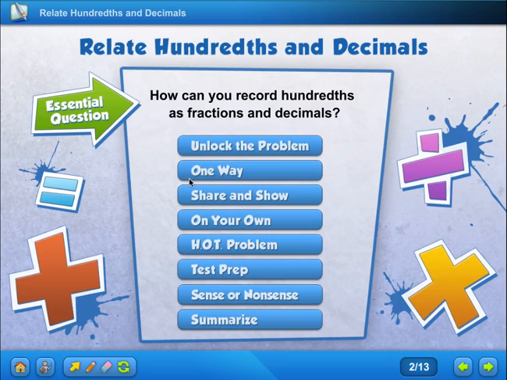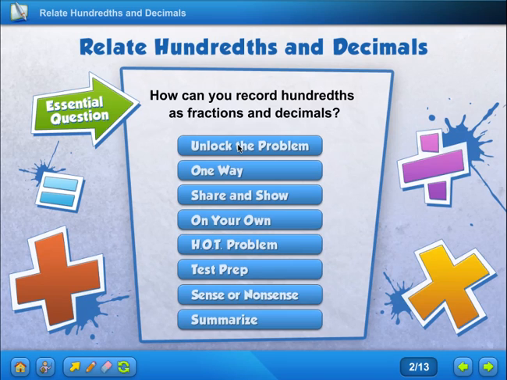Hi everyone, we are on lesson 9.2 in your colored math book, and that is on page 347. Today we are going to learn how to relate hundredths and decimals. The essential question asks, how can you record hundredths as fractions and decimals? The lesson previous to this one, 9.1, we learned how to do tenths and decimals. So it's the same exact thing, except it's just another place that we're doing it.